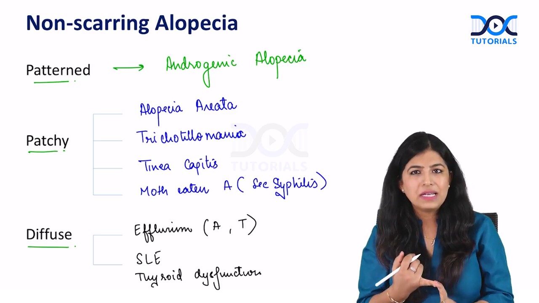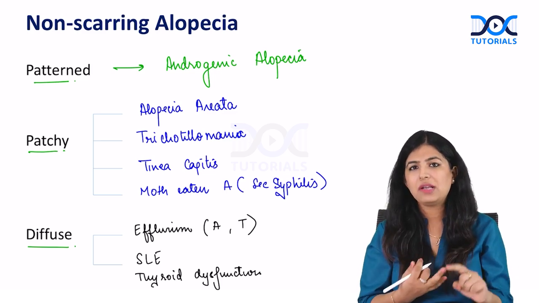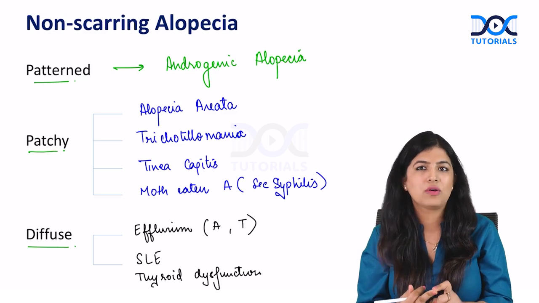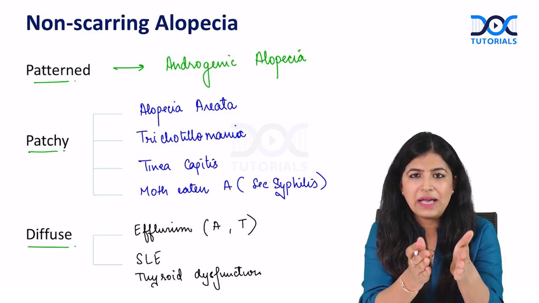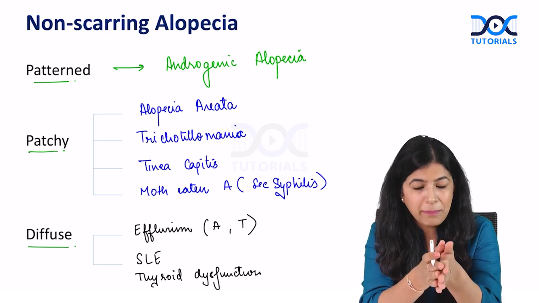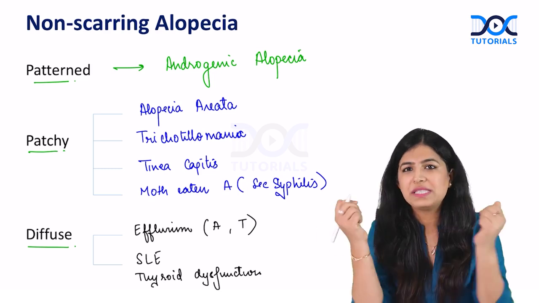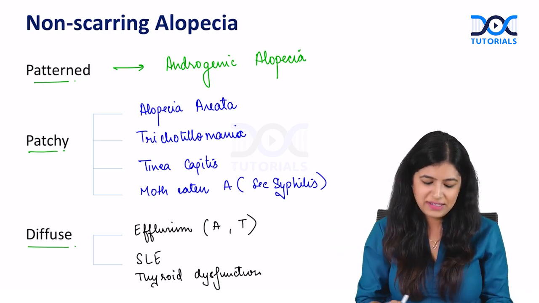Okay, so what is the classification? We have patterned hair loss, patchy hair loss, and diffuse hair loss. Important to know these different subtypes, because that is what narrows your options in the exam and also when you are seeing patients in the clinic.